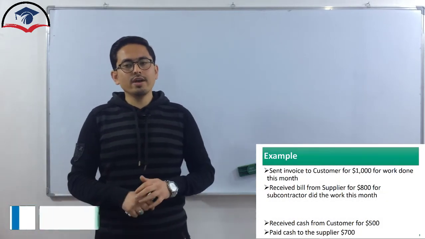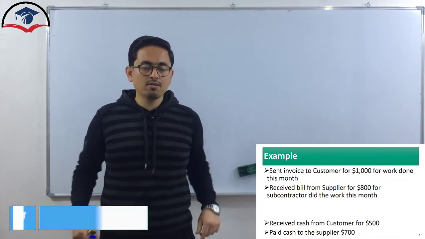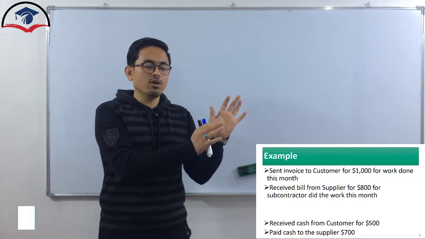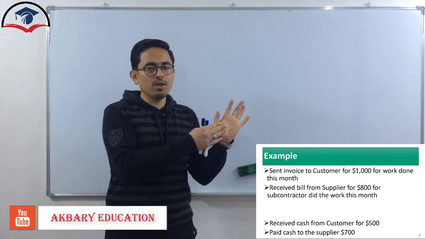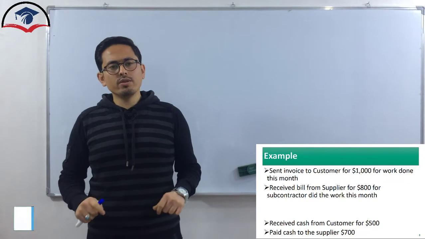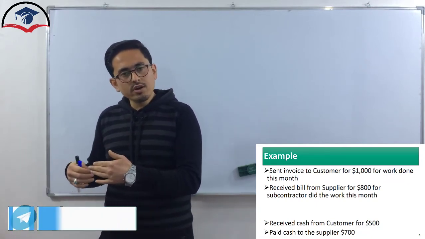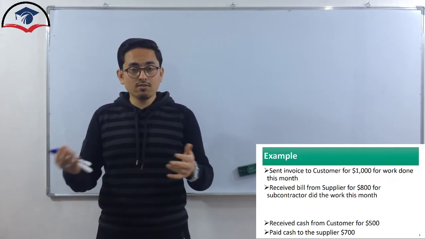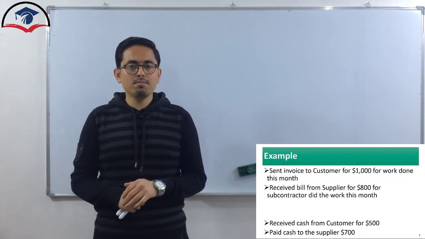Suppose we sent an invoice to a customer for $1,000 for the work done during this month. On the cash basis of accounting, if the cash is received, we're going to record that. If the cash is not received, only the invoice has been sent, then it will not be recognized and will not be recorded. But for the accrual basis of accounting, we are going to record that because we have done the work and we have sent the invoice to the customer. That's why we're going to record that $1,000 as revenue of the business.